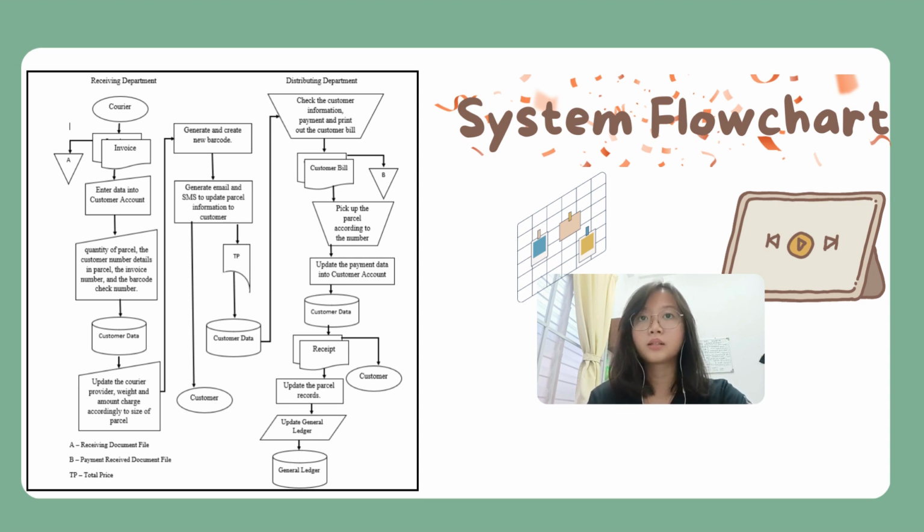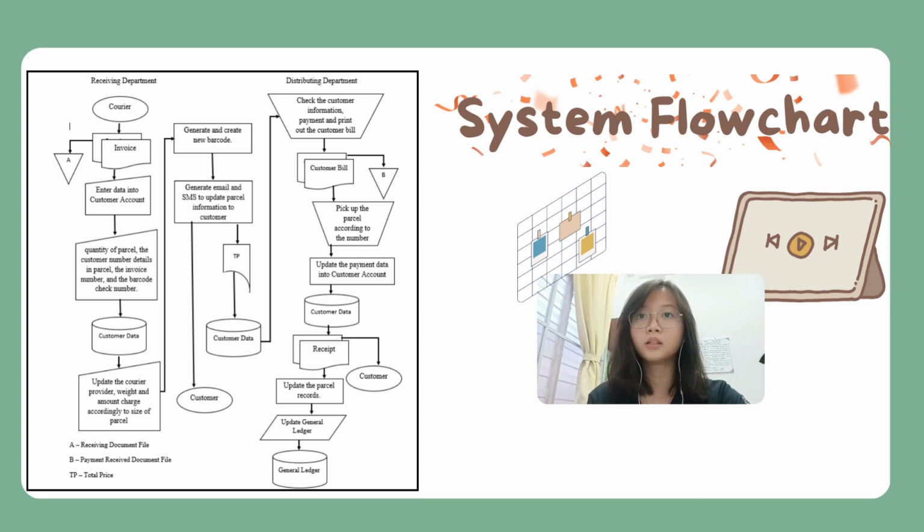Okay, so next we'll proceed to the distributing department. So when the customer reaches UPC to pick up their parcel, the cashier will check the customer information, payment, and also print out the customer bill physically. So the customer bill will have two copies. One copy will be kept in the payment receipt document file, while the other customer bill will be used to pick up the parcel according to the number.